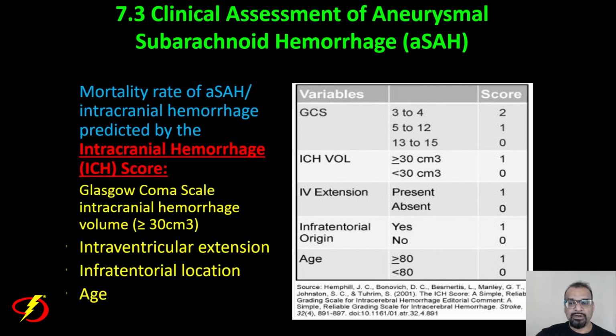Now, the mortality rate of aneurysmal subarachnoid hemorrhage, and any type of intracerebral hemorrhage for that matter, can be predicted by using the intracranial hemorrhage or ICH score. This consists of evaluating the Glasgow Coma Scale, the intracranial hemorrhage volume, intraventricular extension, infratentorial location, and age.